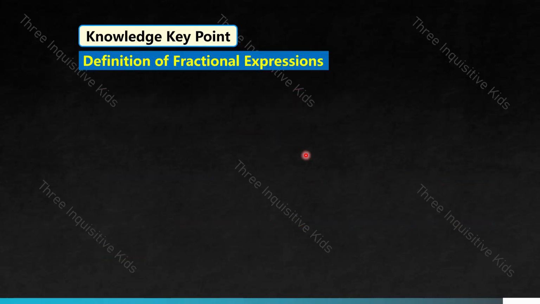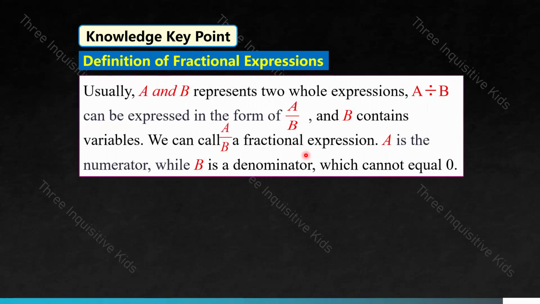So here is our knowledge key point. Definition of fractional expressions. Usually a and b represent two whole expressions. A divided by b can be expressed in the form of a over b, in this fractional form, and b contains variables. Remember, if it is a fractional expression, b must contain variables, which is the denominator. We can call a over b a fractional expression. A is the numerator, while b is the denominator, which cannot equal 0.